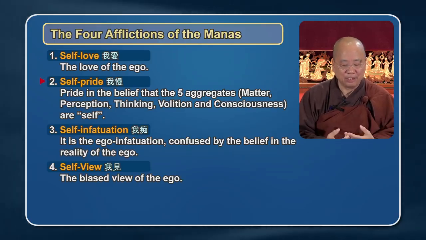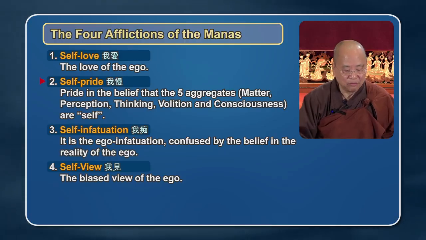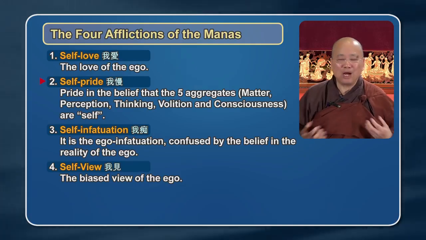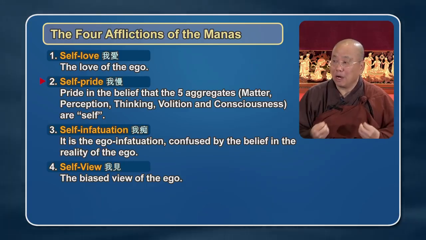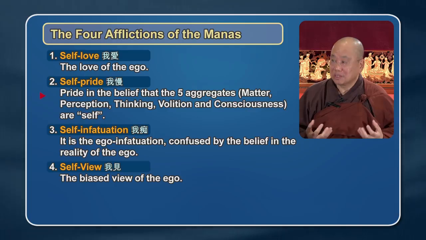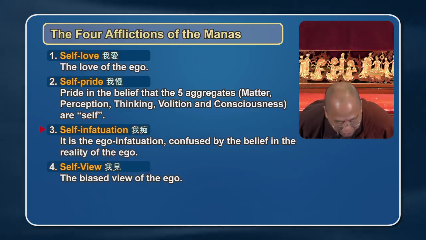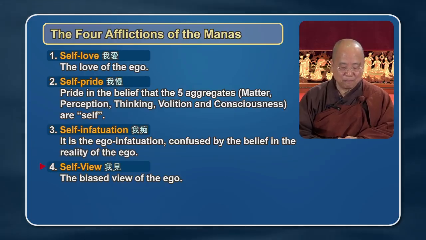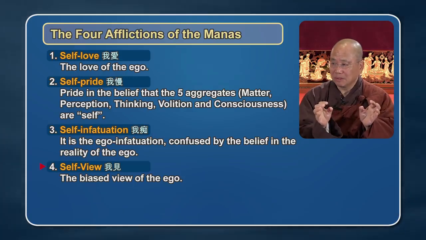The second is self-pride. Pride in the belief that the 5 aggregates, your body, your perception, your thinking, your volition, and consciousness, are self. You think that your body is yourself, and you're proud of it. You always maintain that. You believe that your 5 aggregates, your body, your mind, is yourself. The third one, self-infatuation or self-delusion. It is the ego infatuation confused by the belief in the reality of the ego. The fourth, self-view, the biased view of the ego. That ego is always, one way or another, biased.